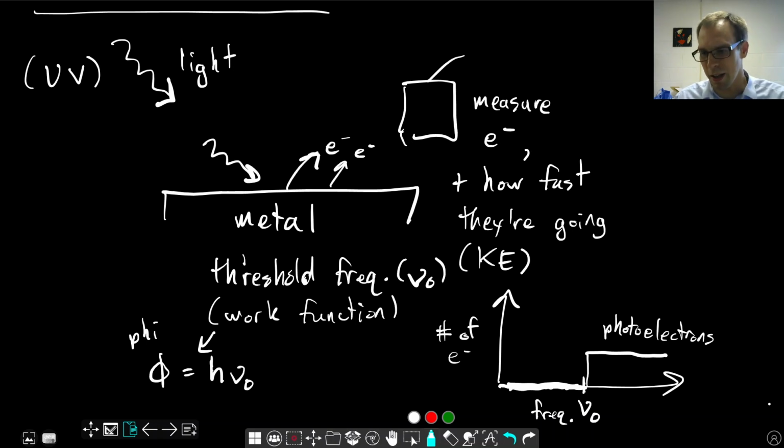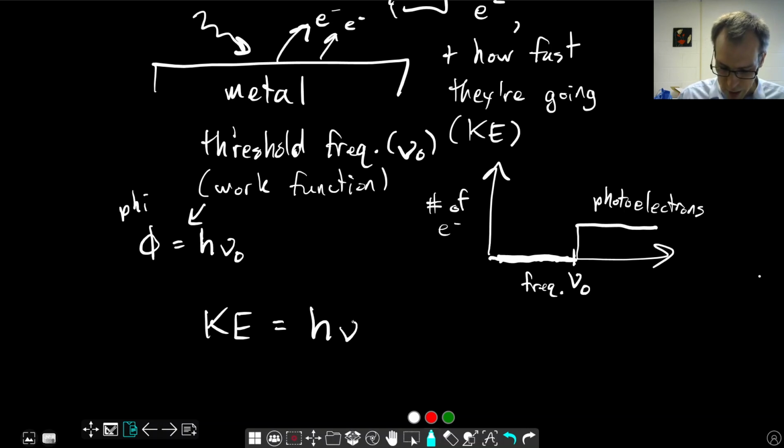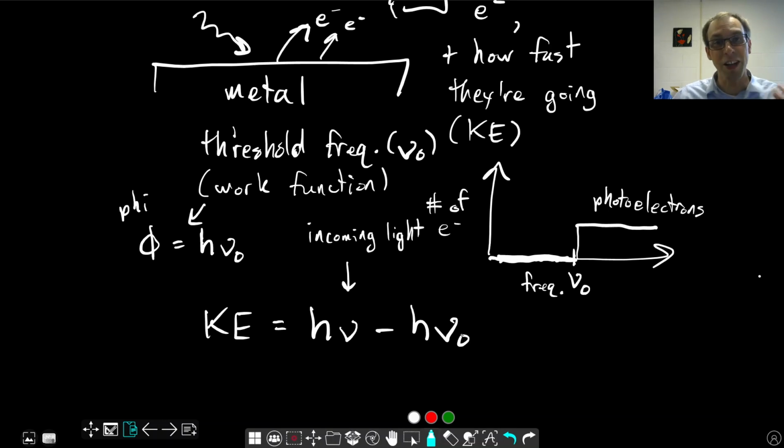So if we measure the speed of the electrons, we also observe something interesting, that we can write this equation. We can say the kinetic energy of the electrons, based on observations, is equal to h times the frequency of the light that's coming in, so this is the frequency of the incoming light, minus h times the threshold frequency. So the extra energy shows up in the electrons. We have some energy coming in from the incoming light, and this is again the threshold frequency.